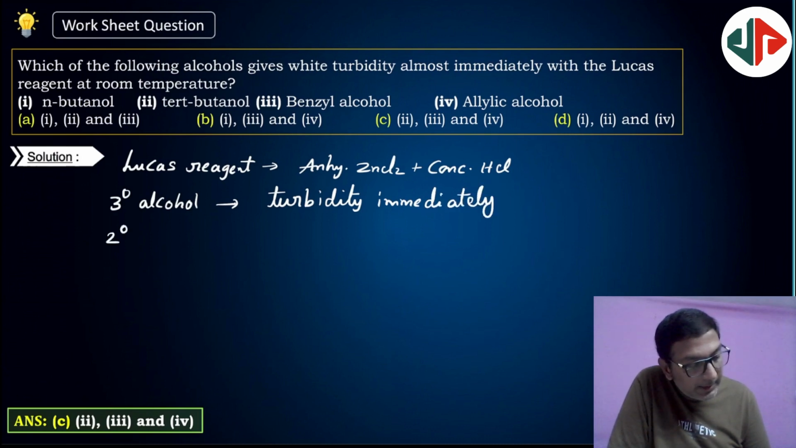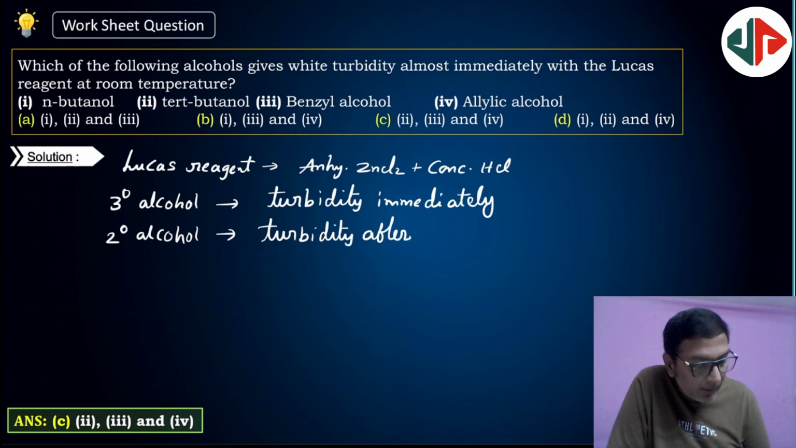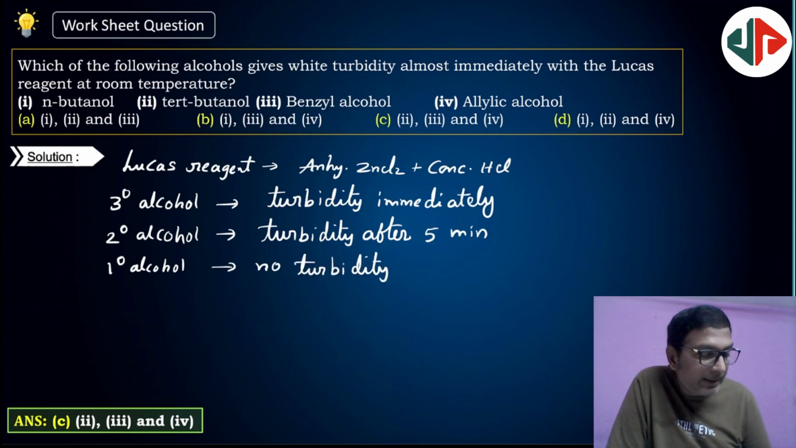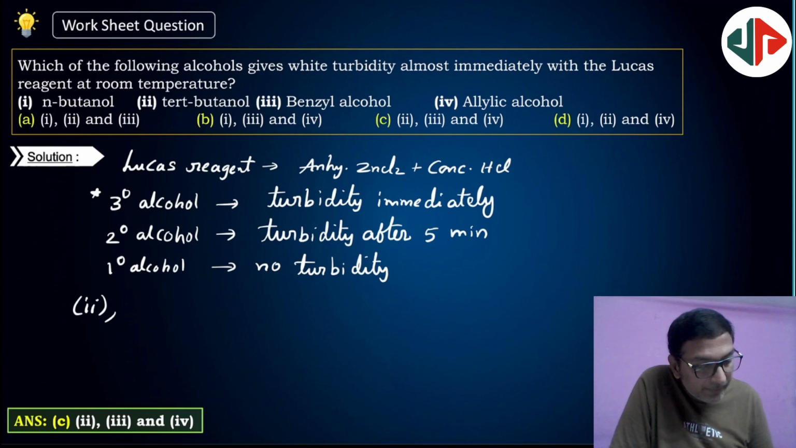Next, secondary alcohol gives turbidity after 5 minutes. Primary alcohol, no turbidity. So that means tertiary alcohol is most reactive. We can select tertiary alcohol. So tertiary butyl alcohol, that is 2. Next, benzyl alcohol, that is also most active.